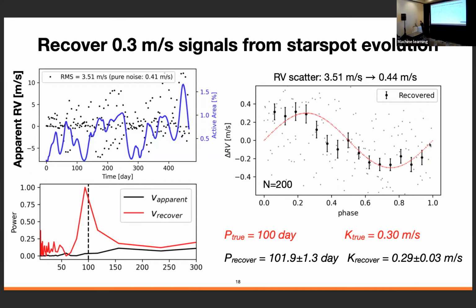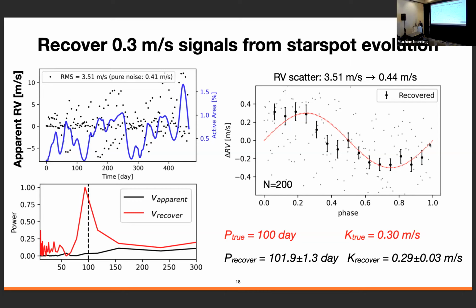Finally, we performed one additional test. Stellar activity can have time structures. Here, the blue curve shows the fraction of active area on the stellar surface. So one would be 1% of the total stellar surface being active. You can see that the blue curve changes continuously and coherently when the spots come and go.